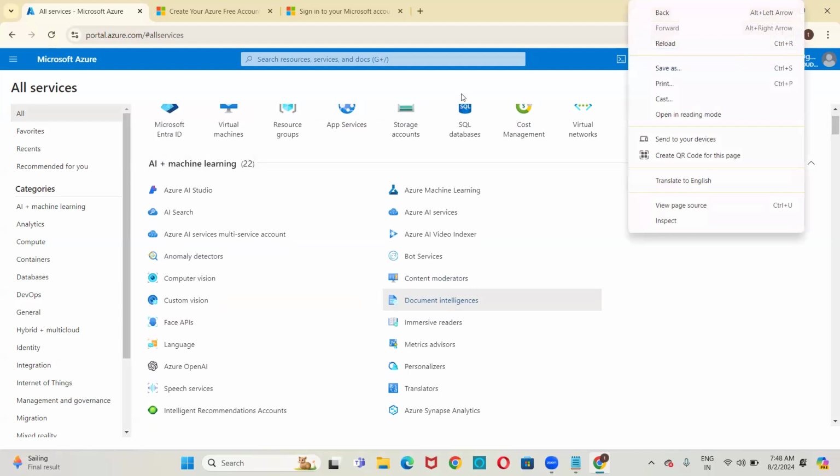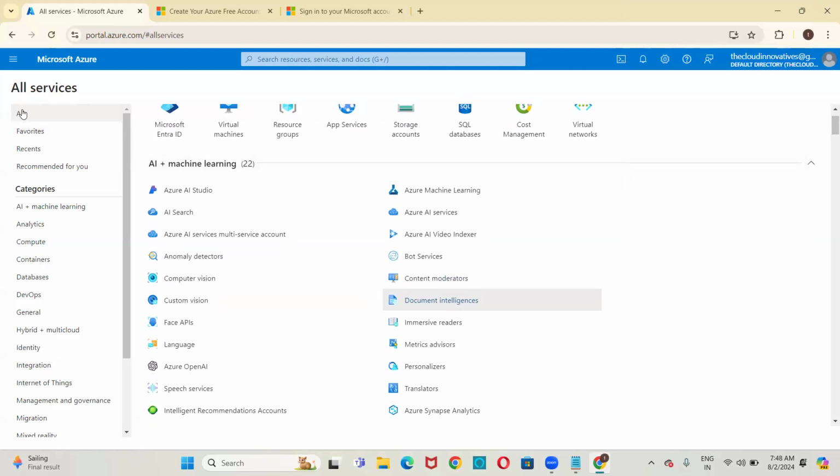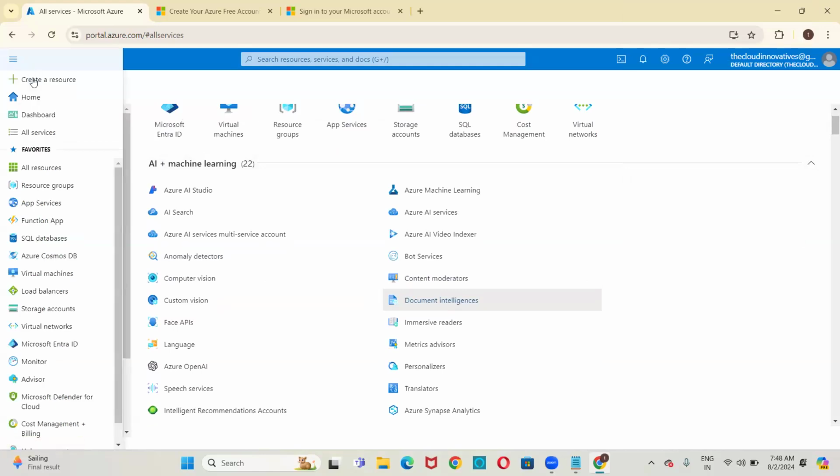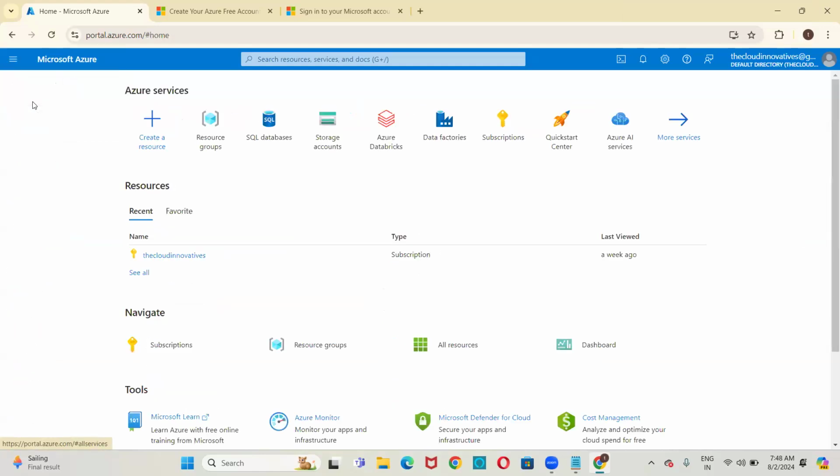Now, the next one. Everyone, can you see here? This is how we start up the things practically. So guys, these are the things we have.